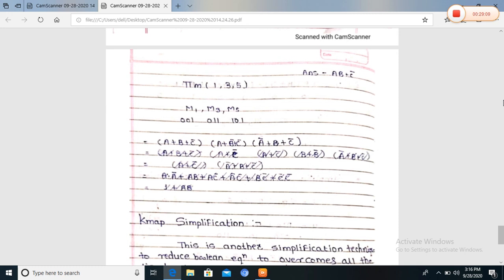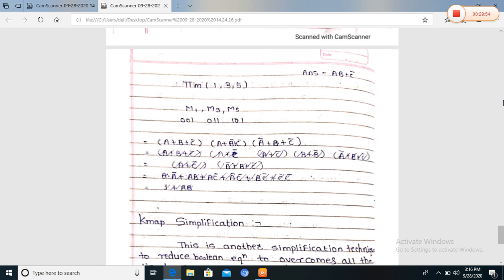If the values are in the 0 to 7 range, then 3 literals are required in that expression. If our values are only 0 and 1, only 2 values, then only 2 variables are required, that is A and B. If the values of the max term or min term are from 0 to 15, take one example: 0, 1, 2, 9, 15. How many variables are required in the expression? The values are from 0 to 15.